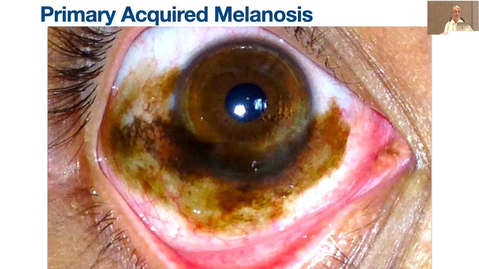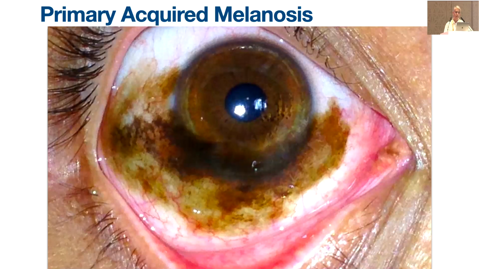As the name suggests, it's a primary pigmentation of the bulbar conjunctiva, meaning it's not secondary to any other cause like Addison's disease or drug induced or cosmetic induced. So it's a primary melanosis which is acquired, meaning it comes on later in life and is not present since birth. The usual age group is the 5th or 6th decade. You see it as a flat pigmentation of the conjunctiva which is relatively ill defined. The edges are not sharp as you sometimes see in a nevus, and it's more flat.